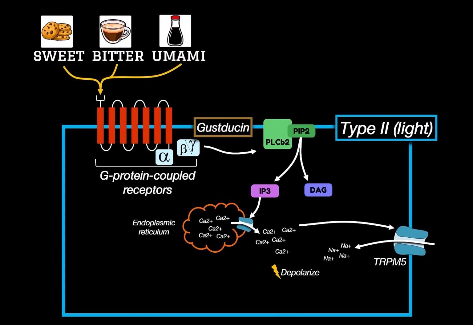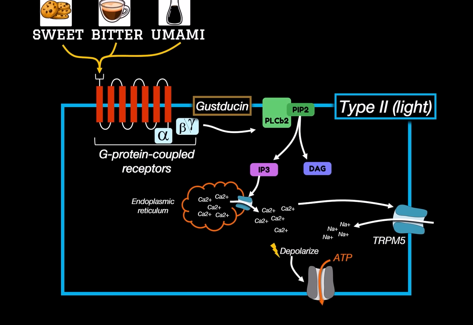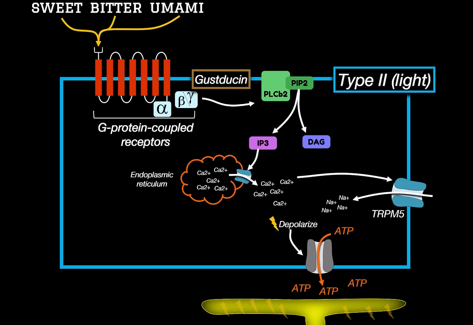Type II cells don't use a typical neuronal synapse. Instead, they release ATP through special ion channels, and that ATP directly stimulates the sensory nerve fibers at the base.